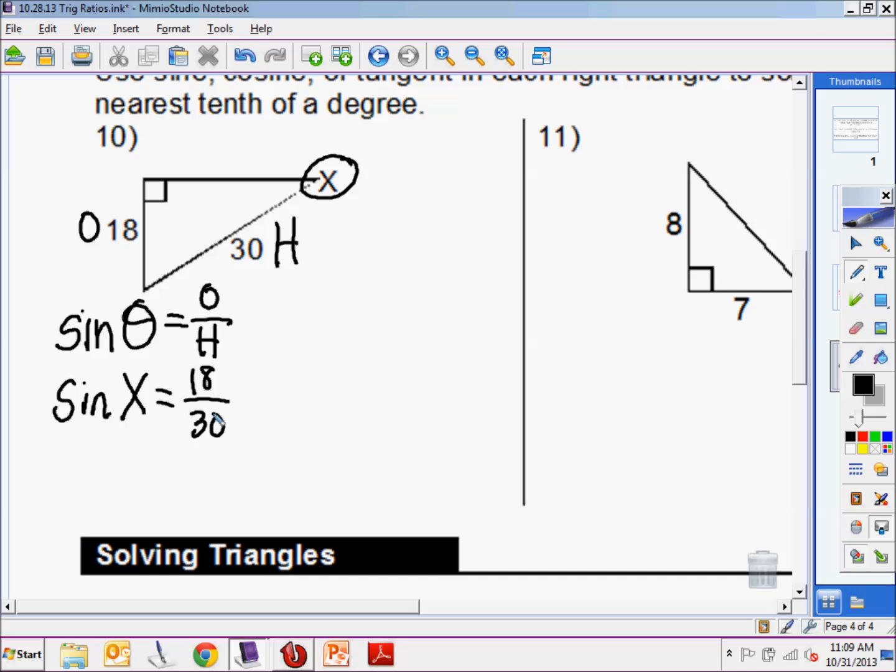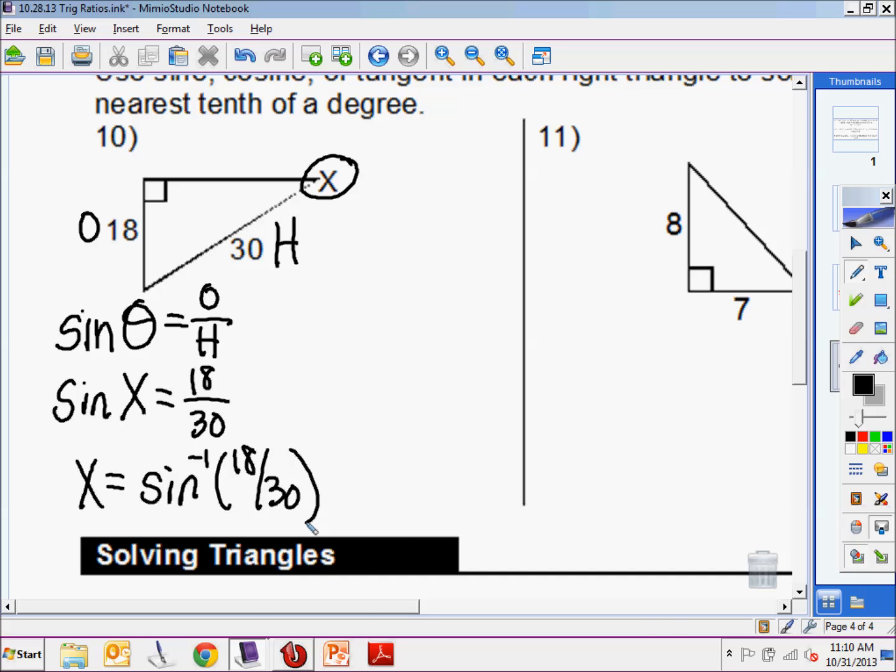If I'm looking for the angle, remember inverse. How do we show that something was an inverse? We use the exponent, the -1. It's the same thing on here. So x equals sine inverse of 18 divided by 30. And you just have to put that in the calculator.